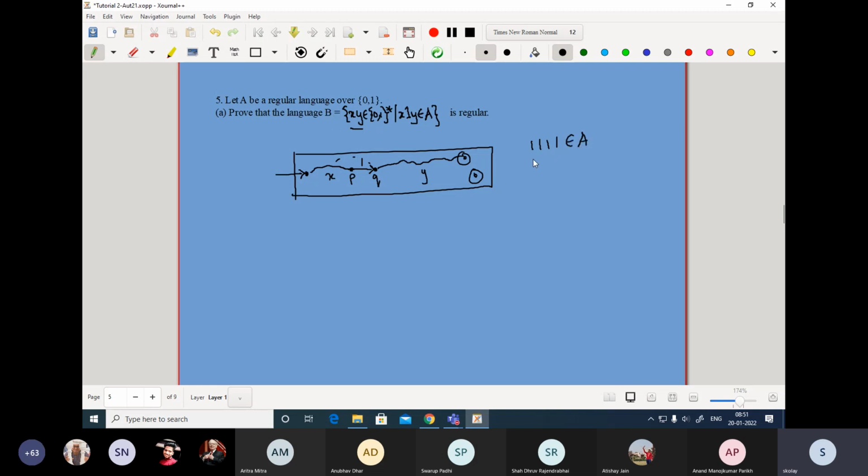Suppose 1 1 1 1 is in A, then 1, 1, 1 is in B. So if I collapse or delete ones, then I will not be able to accept. I cannot collapse or delete ones because I will not be accepting 1, 1, 1 in B. Ma'am, can we make an epsilon transition? Okay, so meaning you are trying to guess where this 1 is.